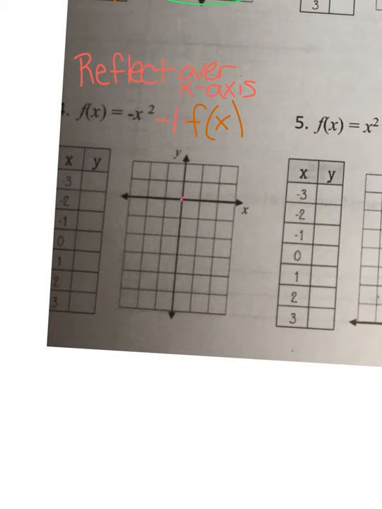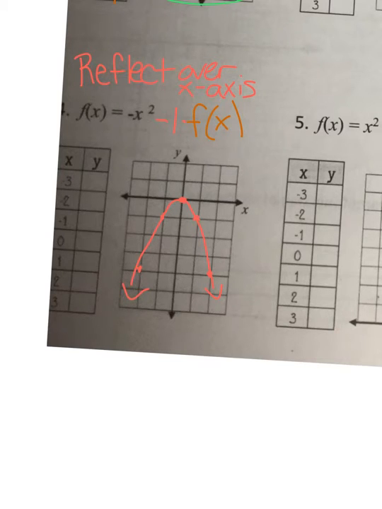Just like the others, it's going to go through the origin, like the parent function, and it's going to be almost identical to the table from number 1, except we're going to have negatives now. So that looks like this. And there you go, just like we said, it reflected over the x-axis. And just remember, reflection is like a mirror image.